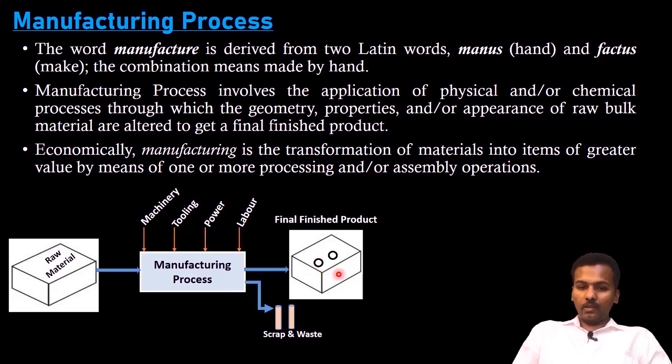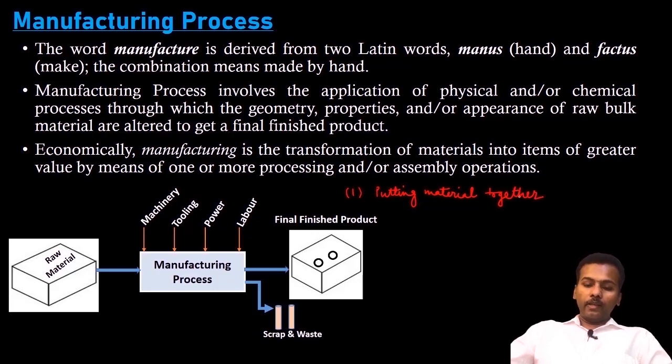Now here you can see that this object is shortened, having two holes, and naturally whenever you machine a surface there will be scrap or wastage. But besides machining, manufacturing is also categorized into other terms. First, putting material together, that we can say is an additive process. Just like in the welding process, you take two different materials and join them together. Example is welding.